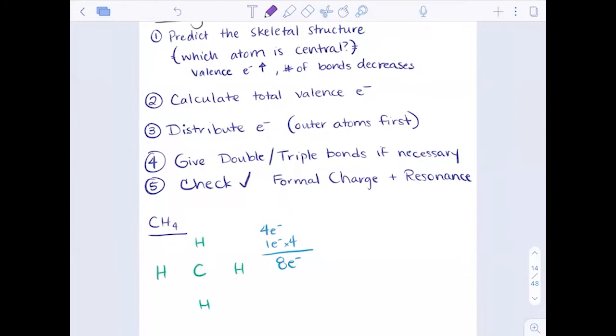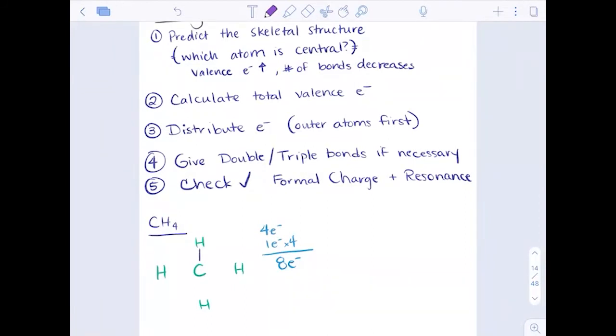Now when we distribute, we want to do 2 electrons at a time. The reason for that is because electrons pair themselves, 1 from each atom. What Lewis understood is that I'm grouping all of these 8 electrons together, but when I distribute them as pairs, that reflects the idea that 1 electron from each atom is coming together to be shared.